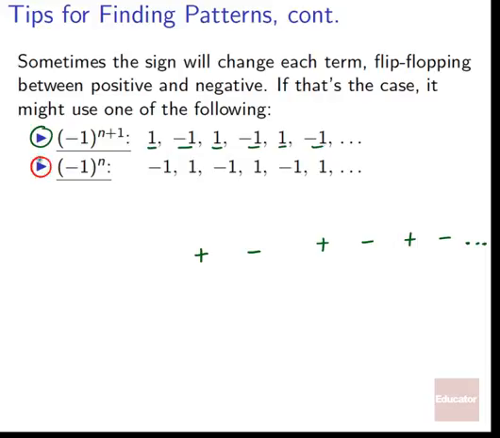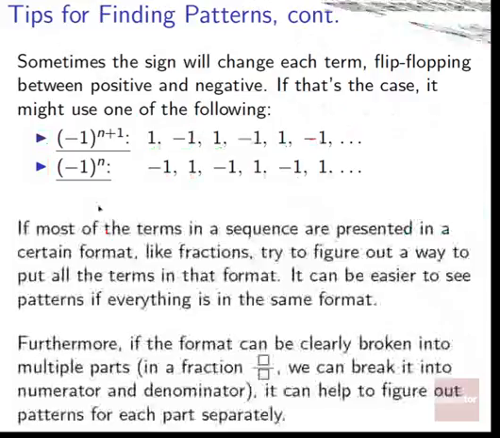Similarly, negative 1 raised to the n gives us the exact same flip-flop pattern. It just starts, instead of at positive 1, at negative 1, and then it'll be positive 1, then negative 1, then positive 1. So if you see a flip-flopping sign pattern, and you don't see something else that could cause that in the sequence you're working with, these two are a really good thing to keep in the back of your mind for a way to cause a flip-flopping sign to appear.